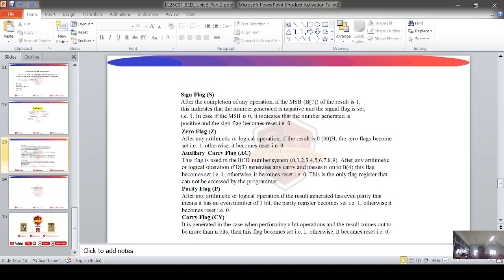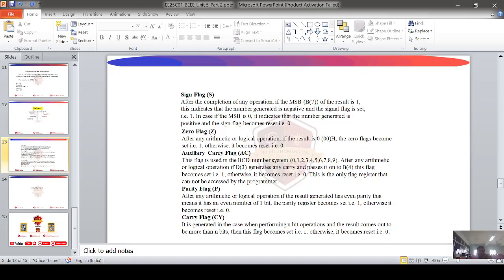Then parity flag. After any arithmetic or logical operation, if the result has even parity, that means it has an even number of 1 bits, the parity flag becomes set, that is 1. Otherwise it becomes reset, that is 0.